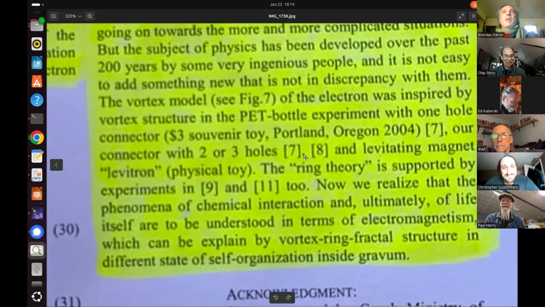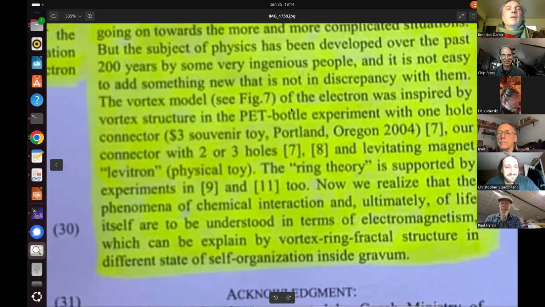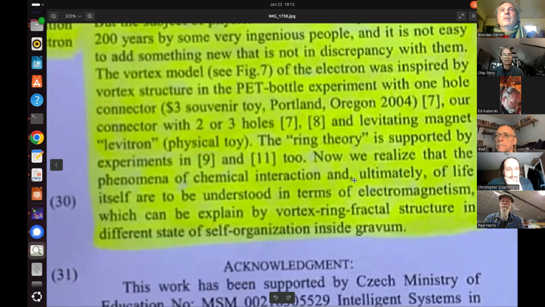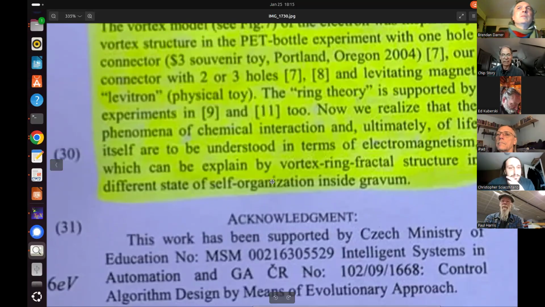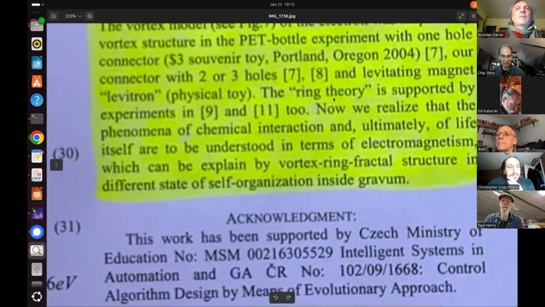The vortex model of the electron was inspired by vortex structure in the PET model, the plastic bottle experiment with one hole connector, a $3 souvenir toy, Portland, Oregon, and so on. Our connector with 2 or 3 holes and a levitating magnet Levitron physical toy. The ring structure is supported by experiments number 9 and 11 also.